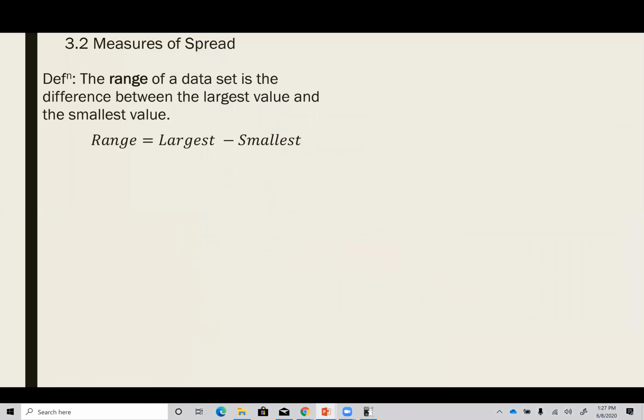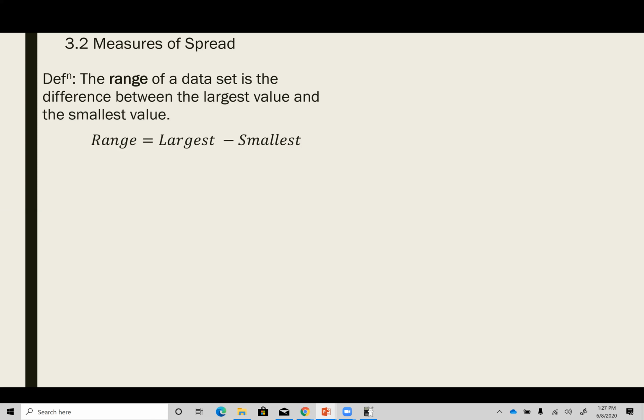Okay. So 3.2, this is the last section we cover today. In 3.1, we wanted to measure the middle of your data. Now in 3.2, we want to measure how spread out your data is, right? How spread out your data is, which is the first thing we want to do.